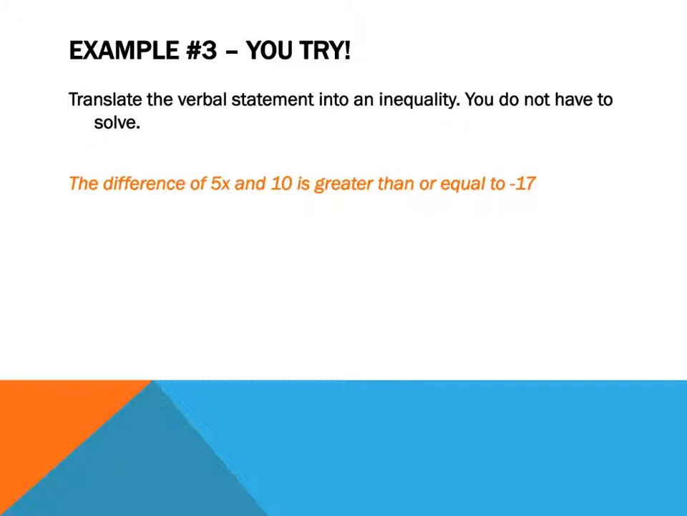Okay, let's see how we did. It says the difference of 5x and 10. So difference means subtract. I'm subtracting 5x and 10 because 5x was mentioned first. That's going to come first. So it's going to be 5x minus 10 is greater than or equal to negative 17.